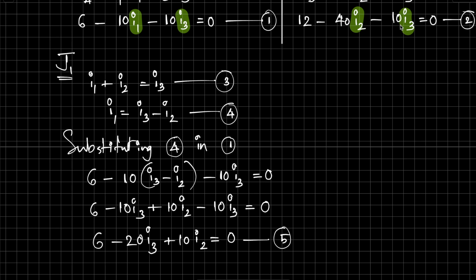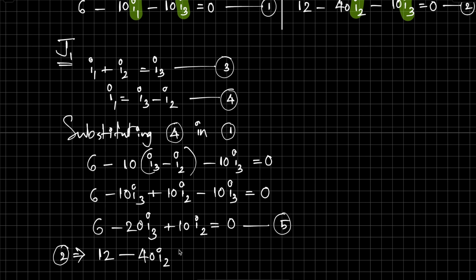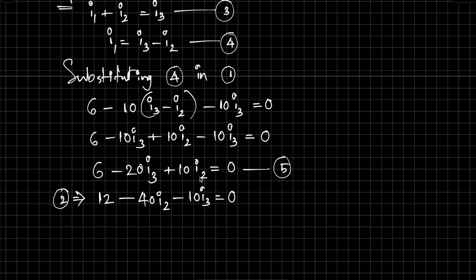But we need equation number 2. I'm going to write equation number 2: 12 minus 40 I2 minus 10 I3 equals 0. We have two unknown variables, I2 and I3, and we have two equations, equation number 5 and equation number 2. I'm going to use the elimination method here.